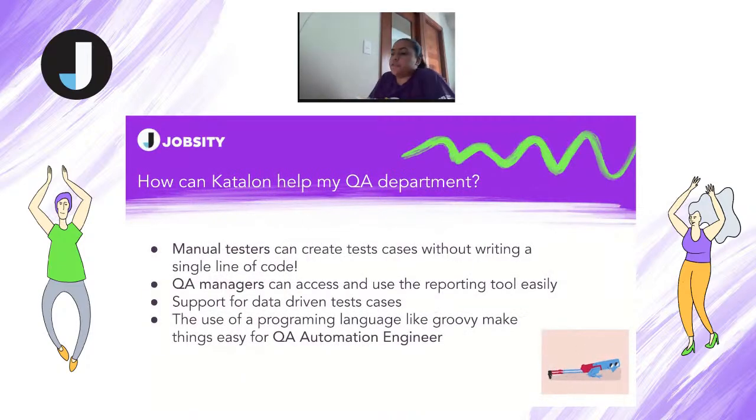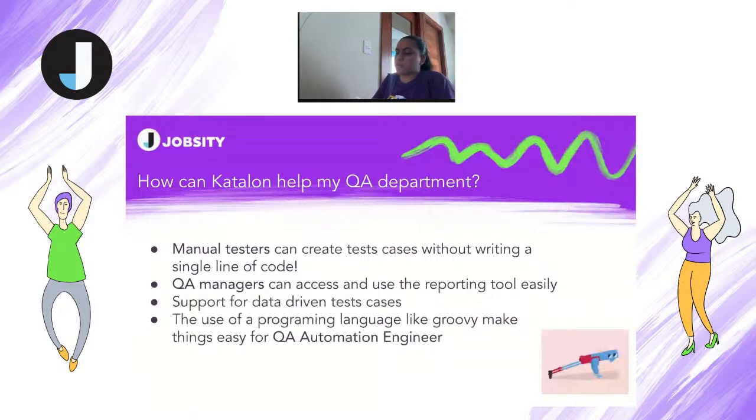So here I'm going to show you with a few points how Katalon will improve your QA processes and your QA department. Here we have the first point. Manual testers can create test cases without writing a single line of code. This is important because usually manual testers in a QA department are more people than QA automation. So if they can do automation without writing a single line of code, that will improve the performance of the department.